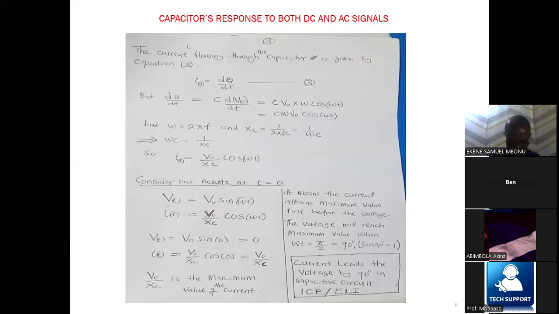Now let's consider our result at t equal to 0. What is sine 0? Somebody should answer. What is sine 0?